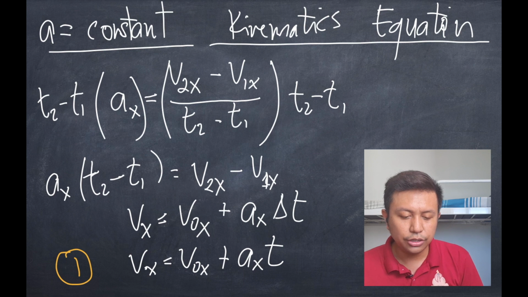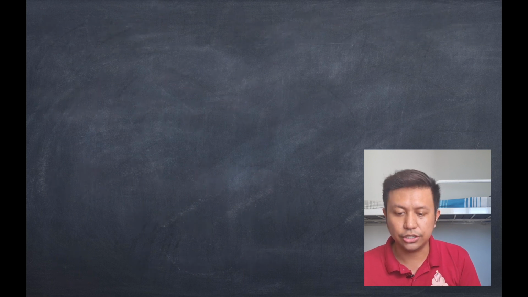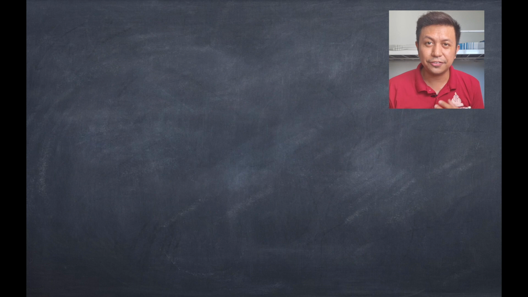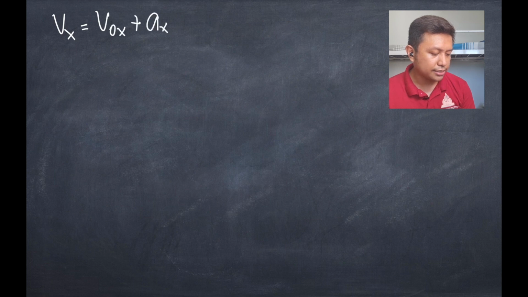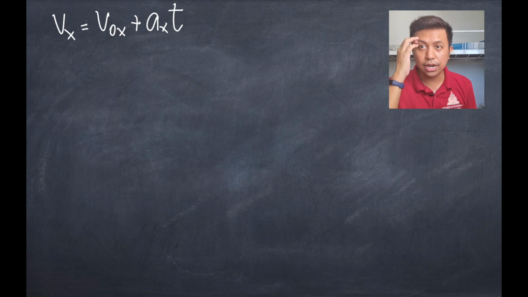Next, we're going to derive the second kinematics equation. That's the derivation for the first equation in the kinematics equations. So that's Vx is equal to V naught x plus Ax times t. That's our first equation.